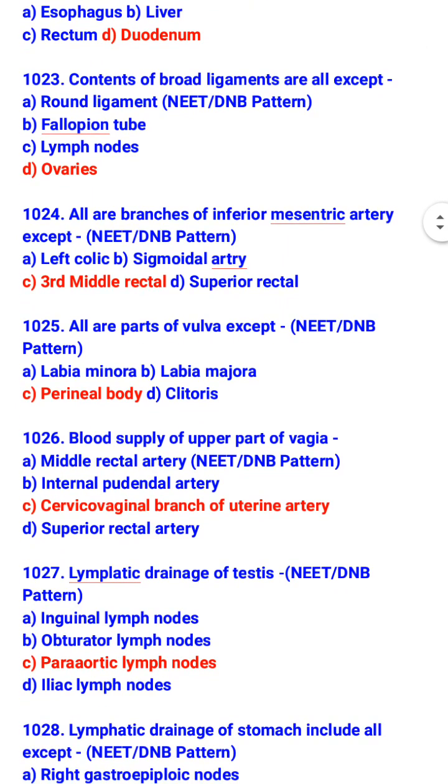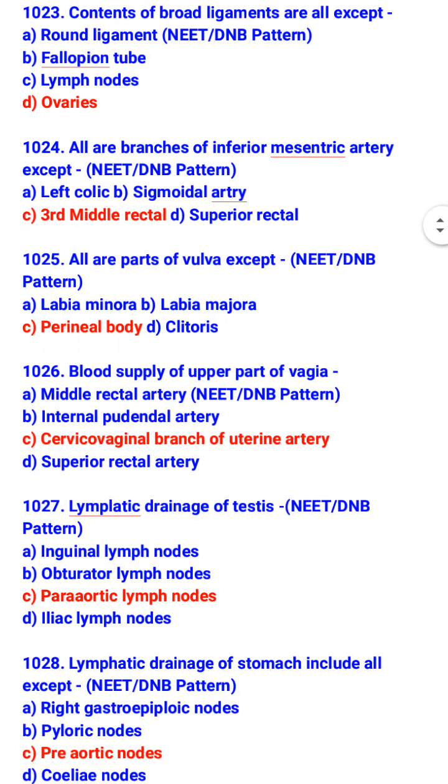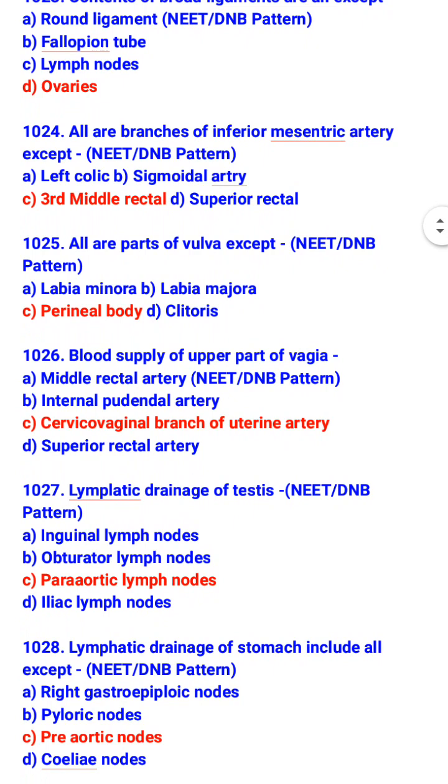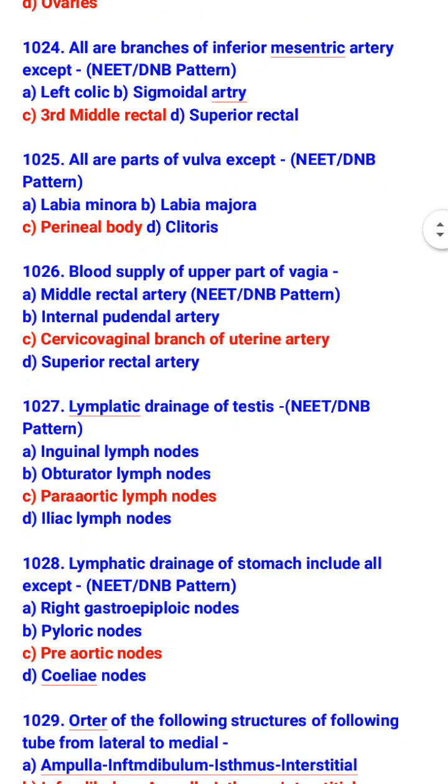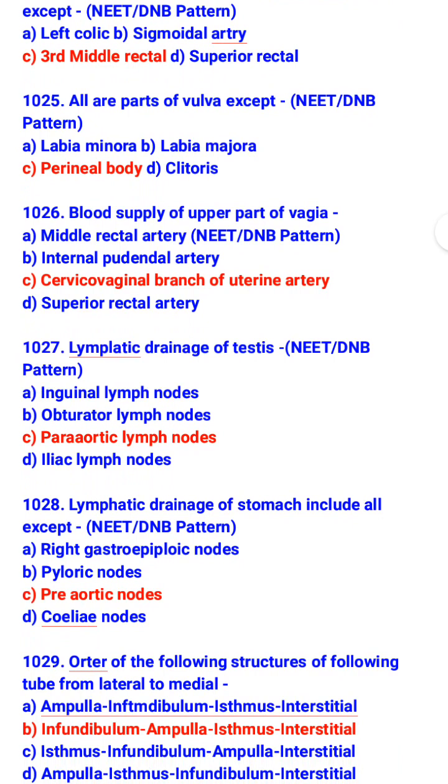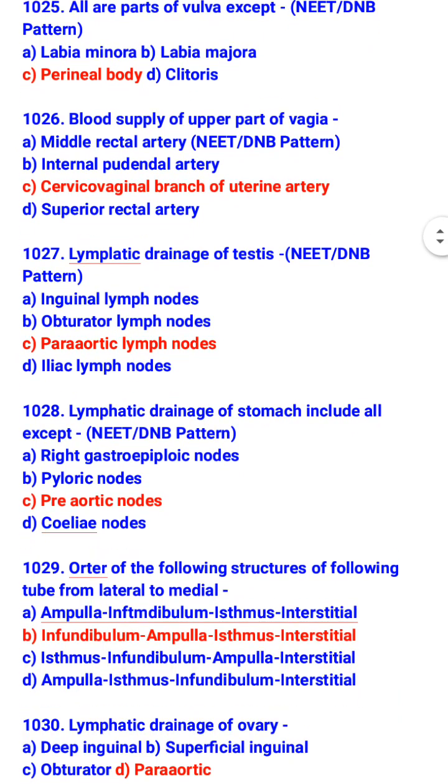All are parts of vulva except perineal body. So the parts of vulva are labia minora, labia majora and clitoris. Blood supply of upper part of vagina is cervico-vaginal branch of uterine artery. Lymphatic drainage of testis is para-aortic lymph node.